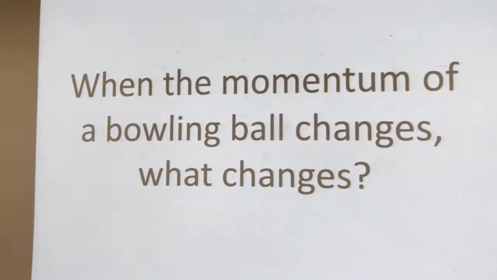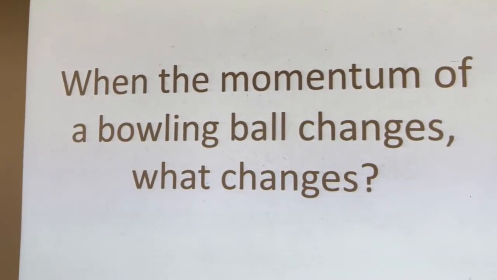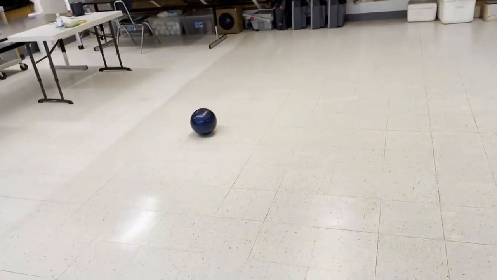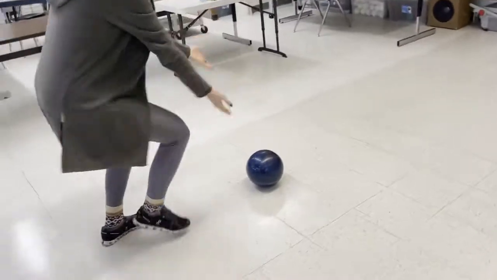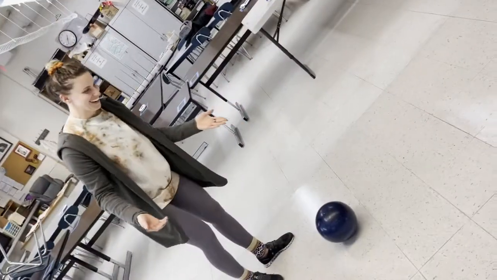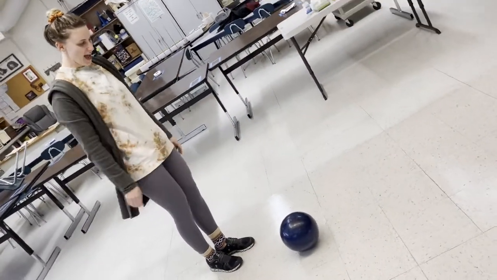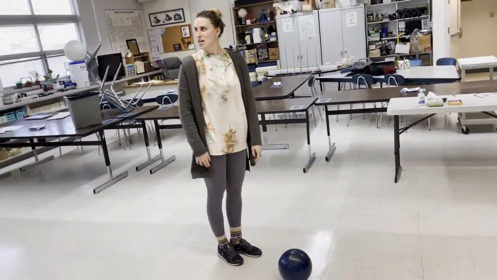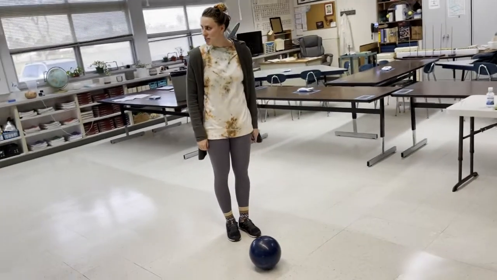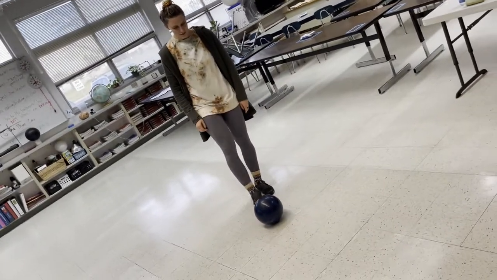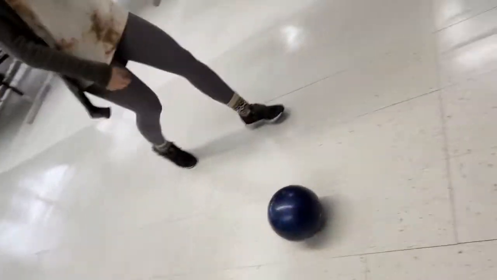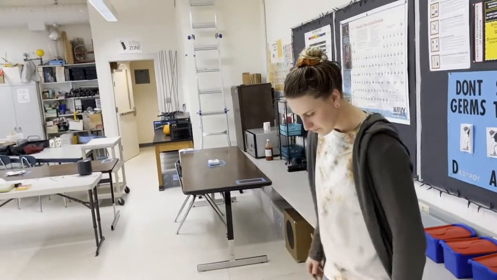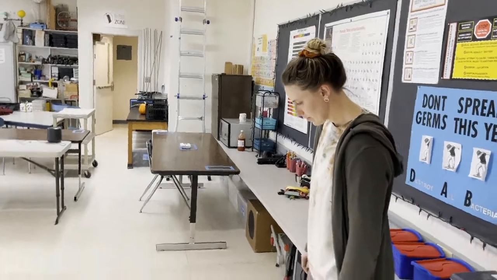When the momentum of a bowling ball changes, what changes? Here's a bowling ball. What's its momentum? Well, right now it has a momentum of 0. So when the momentum of the bowling ball changes, what changes? Oh, it's got momentum now. And now it's stopped again. But what about the bowling ball changed when its momentum changed?